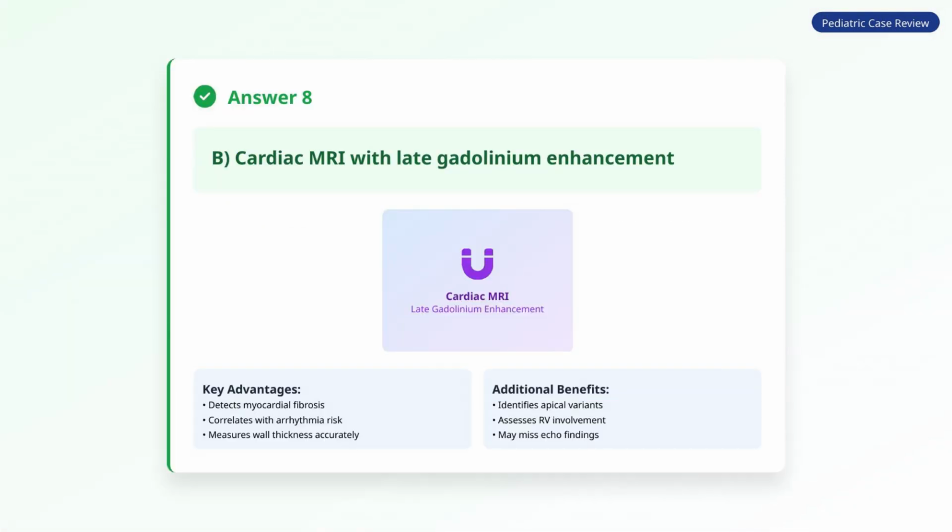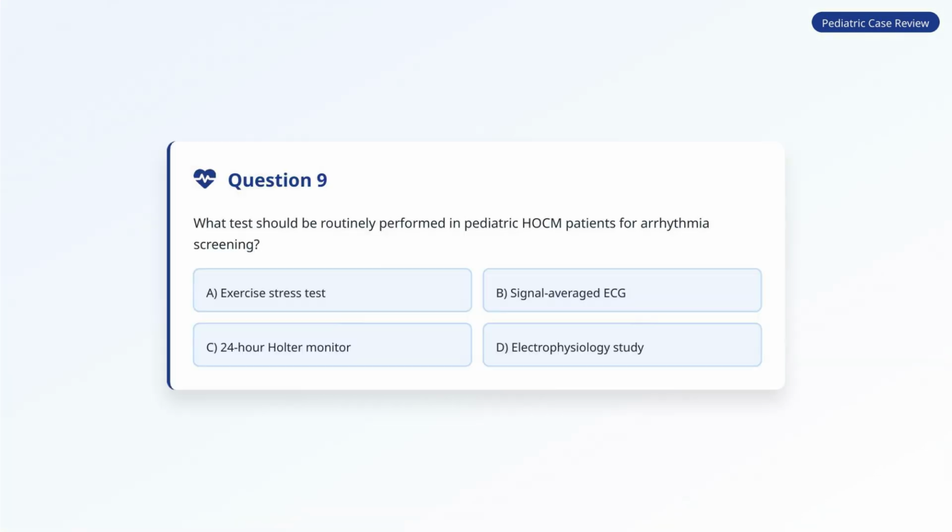The correct answer is B, cardiac MRI with late gadolinium enhancement. Cardiac MRI provides detailed assessment of myocardial fibrosis, which correlates with arrhythmia risk. It also accurately measures wall thickness, detects apical variants, and assesses right ventricular involvement, features that may be missed on echocardiography. What tests should be routinely performed in pediatric hypertrophic obstructive cardiomyopathy patients for arrhythmia screening?